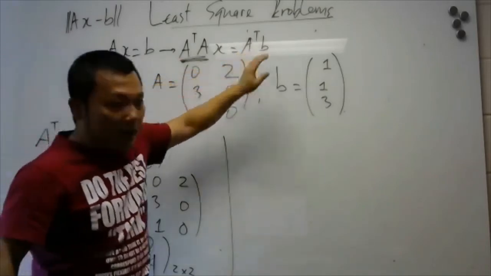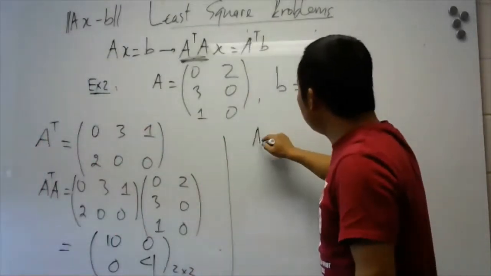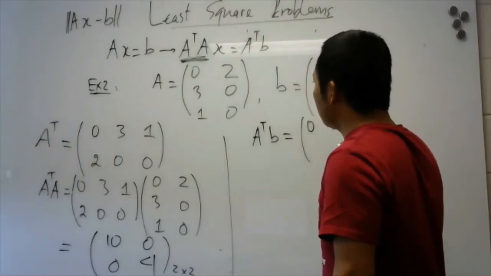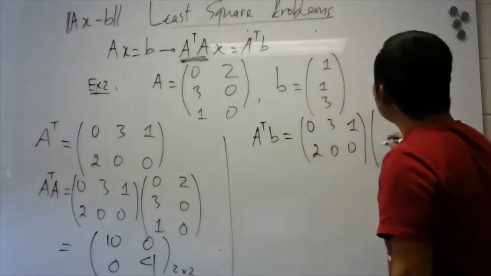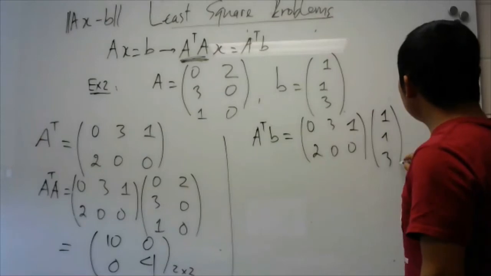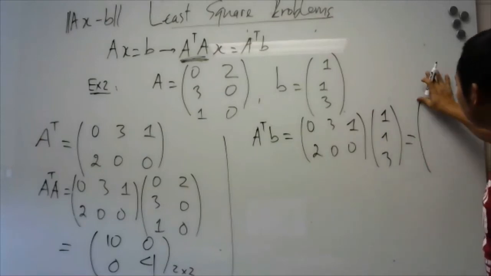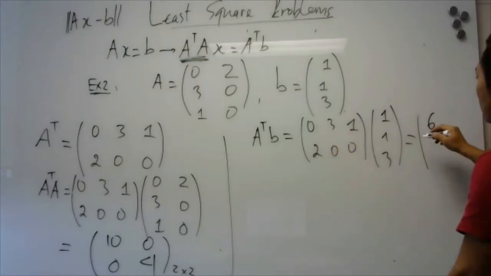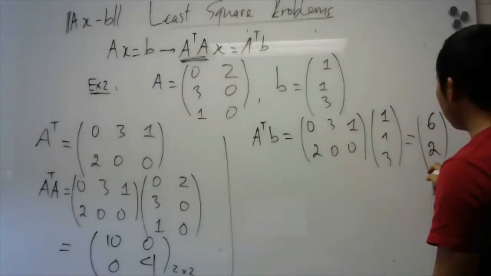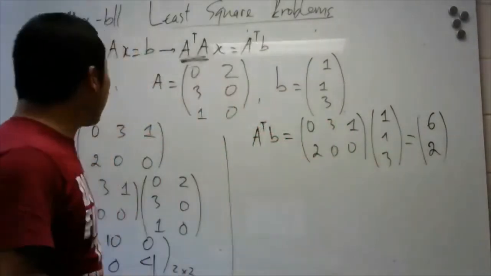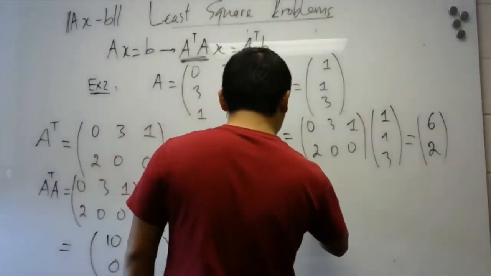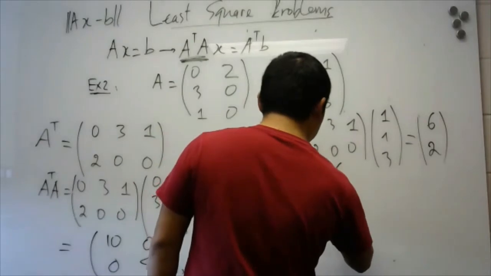And then you find the right hand side part, just A^T B, that is 0, 3, 1, 2, 0, 0. And here you get some vector, 3 with 3 is 6, 1 with 2. So you get 6, 2. All right. And now you just need to solve the system. That is 10, 0, 0, 4, and the free coefficient is 6, 2. That's it.